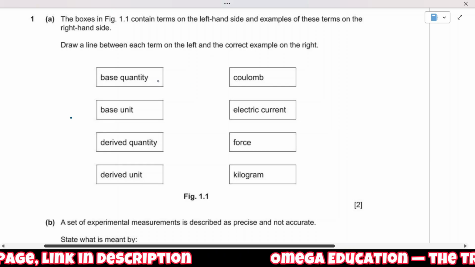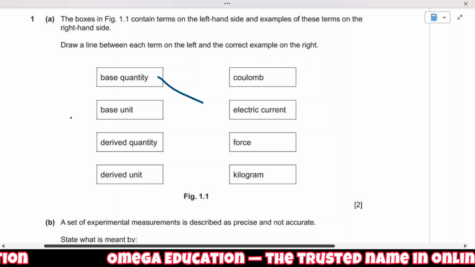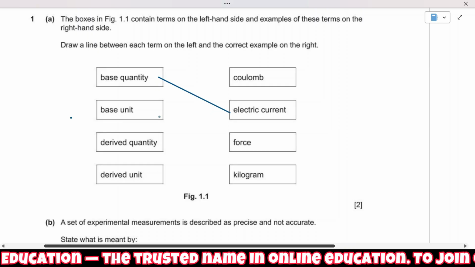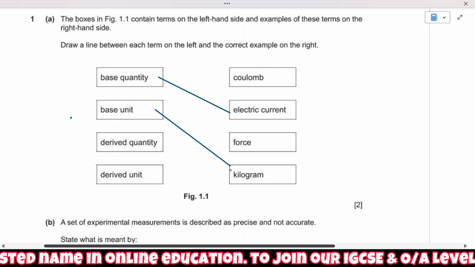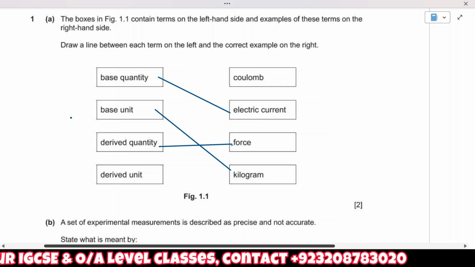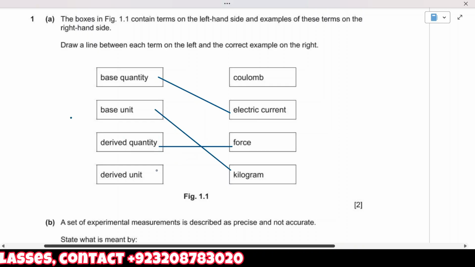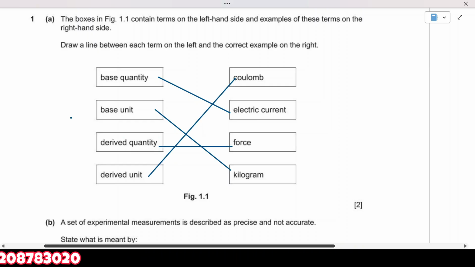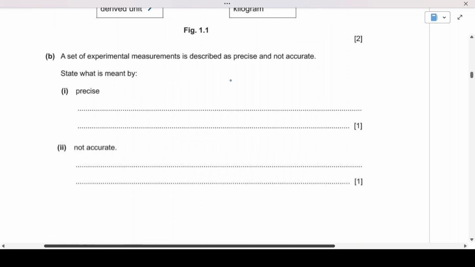Okay, base quantity, electric current, base unit, kilograms, derived quantity, force. Force is a quantity. Derived unit, coulombs. Coulomb is a unit of electric charge. A set of experimental measurements is described as precise and not accurate.